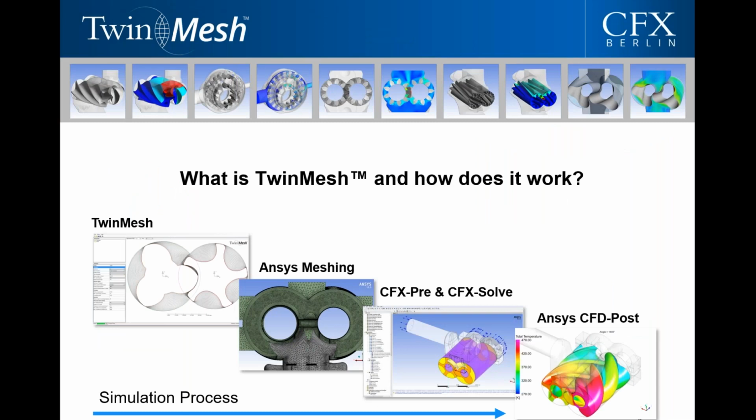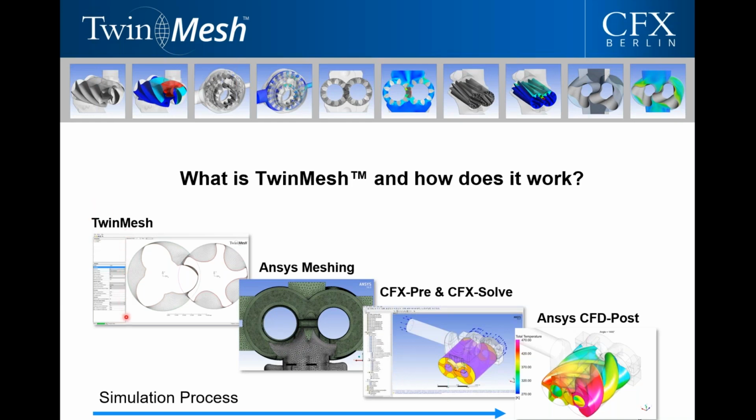Let's move on to our approach to simulate the rotary machines, or to be more specific, positive displacement machines. Our approach is called Twin Mesh. As I said, this is our own development, and the idea is that we have a tailored workflow for this specific machine type. Here you can see the component Twin Mesh, which is a mesh generation software for positive displacement machines, and it works seamlessly with ANSYS products.